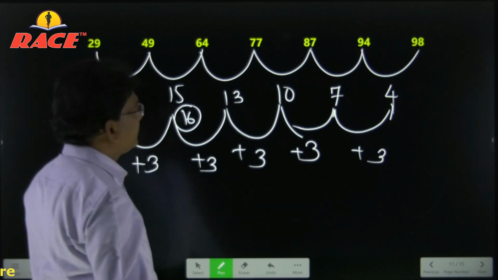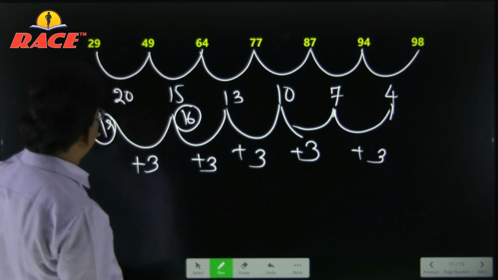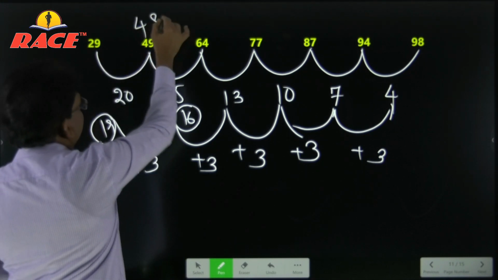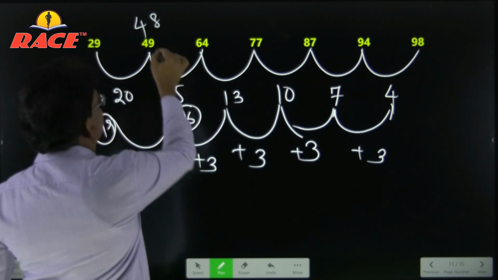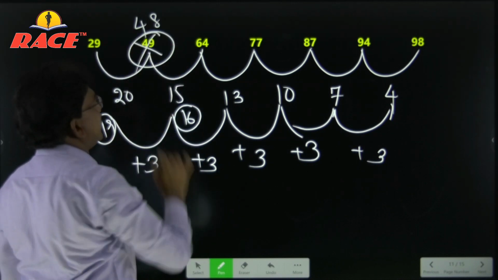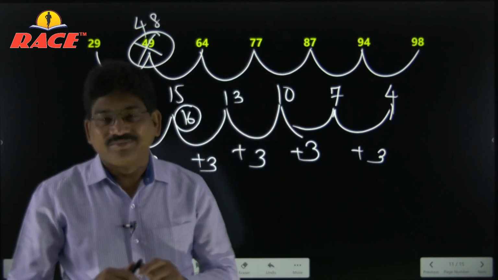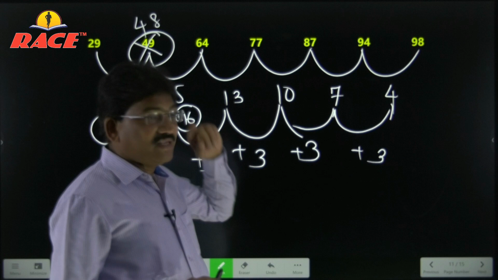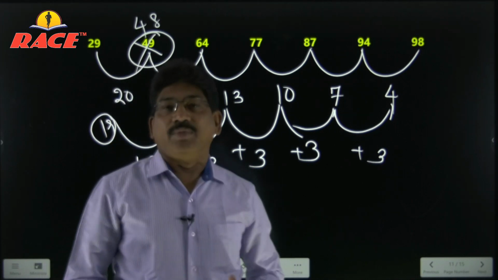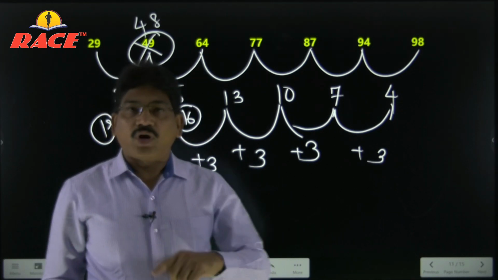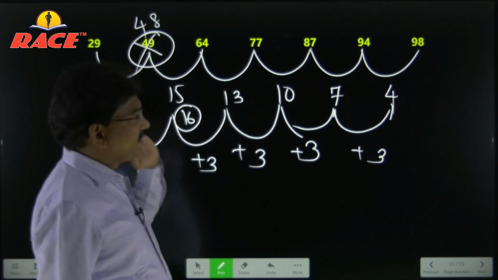Let us see. If it is 19, 29 plus 19 is 48. 49 plus 16 is 64 exactly. So what is the wrong number? 49 is the wrong number. There should be 48 in that position. So 49 is the wrong number. They don't ask you what is the right number. They'll ask you what is the wrong number. Your wrong number is 49 here.